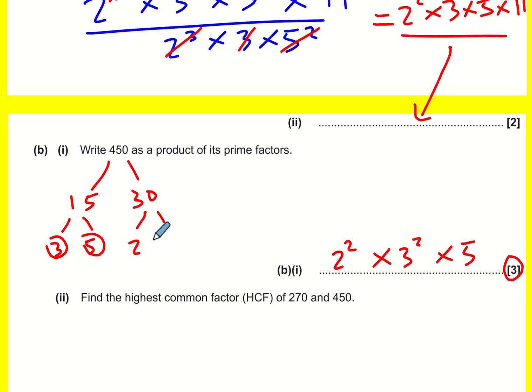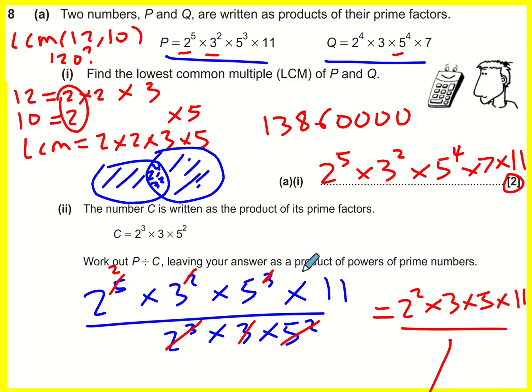Okay, there's lots of different factor trees you can get. 2, 15, circle the 2, 3, 5. So I can get it that way as well. Now I would like to see that bit of working for this question. Find the highest common factor of 270 and 450. Well, that doesn't link to here at all.